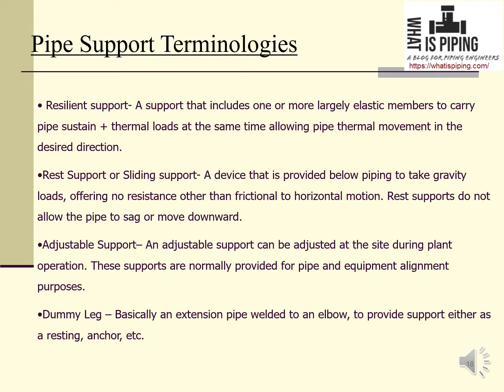What is adjustable support? An adjustable support can be adjusted at the site during plant operation. So once the pipe is installed during its operating condition, the support can be adjusted depending on the requirements. These supports are normally provided for pipe and equipment alignment purposes. Usually the first support from the pump suction and discharge nozzles are provided with adjustable supports. Now dummy legs, basically it's an extension of pipe welded to an elbow to provide support either as resting, guide or anchor.